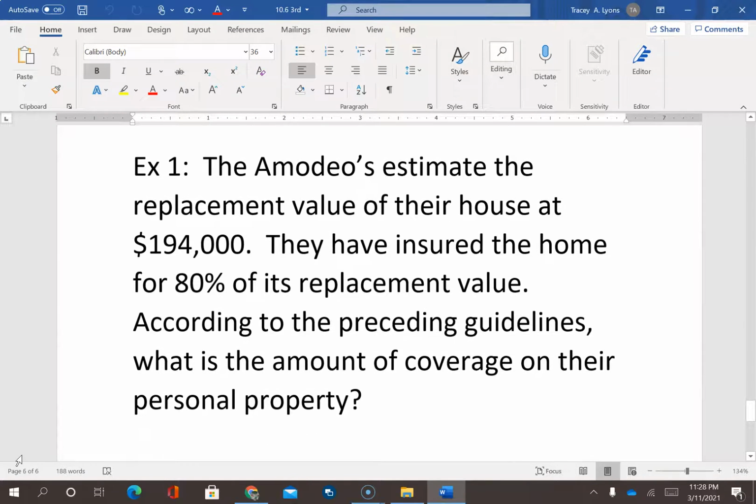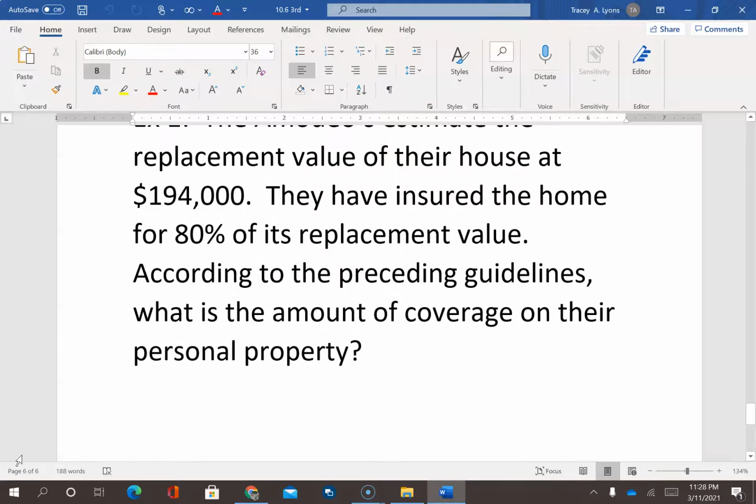Here's our example. The Amadeos estimate the replacement value of their house at $194,000. They have insured the home for 80% of its replacement value. According to the preceding guidelines, what's the amount of coverage on their personal property? So the first thing we need to figure out is what is their replacement. You're going to take the replacement value times the percentage to figure out the amount of coverage.